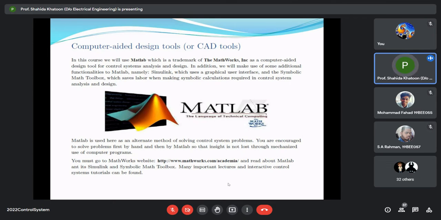MATLAB is used here as an alternate method of solving control system problems. You are encouraged to solve this problem first by hand and then by MATLAB so that insight is not lost through the mechanized use of computer programs. You must go to MathWorks. This is the website of mathworks.com, Academia, and read out MATLAB and Simulink handouts.